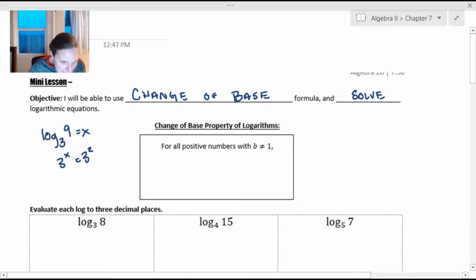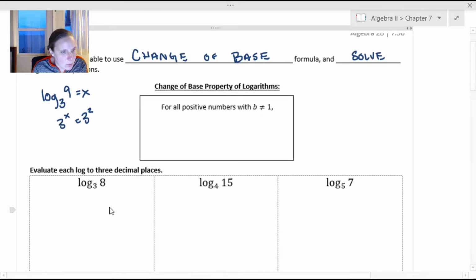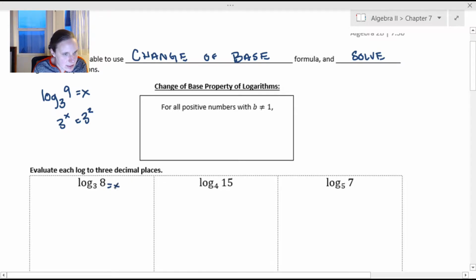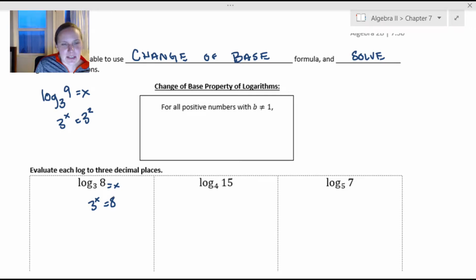But what if we get something down here like this example, where if we did a swoop-de-doop equal to x, then we get 3 to the power of x is equal to 8? I can't change 8 so it has a base of 3. What do we do? Well, the answer is the change of base formula.